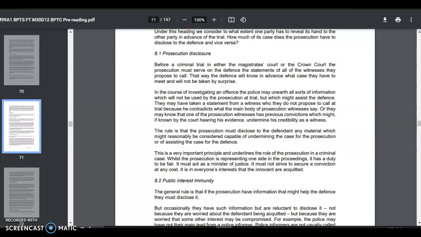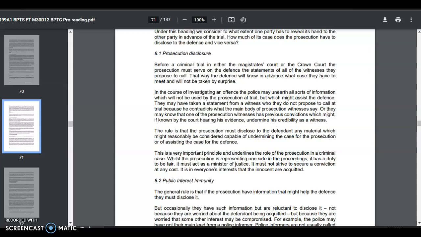The prosecutor must disclose to the accused any prosecution material which has not previously been disclosed to the accused and which might reasonably be considered capable of undermining the case for the prosecution against the accused or of assisting the case for the accused. The duty of disclosure relates to prosecution material.